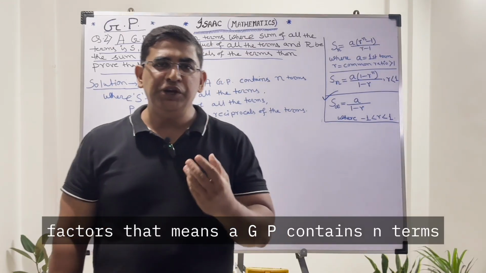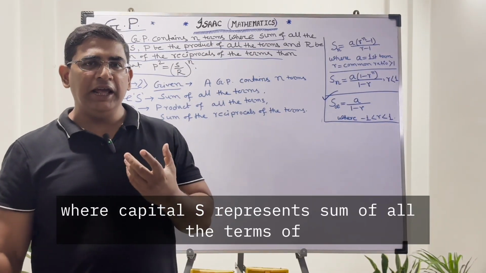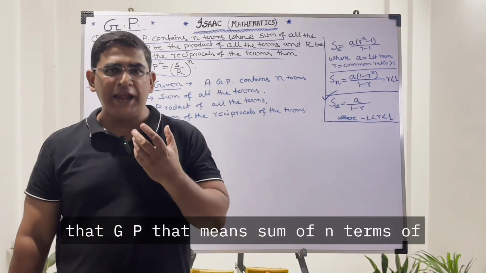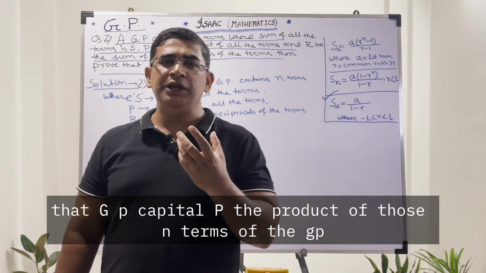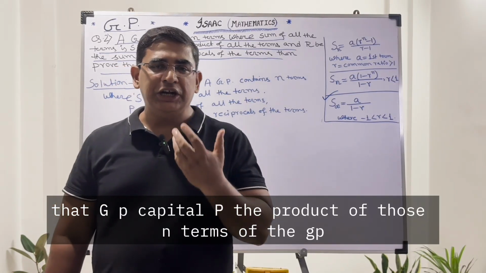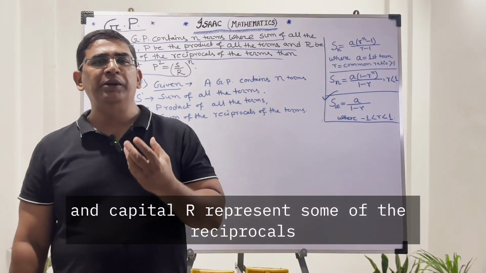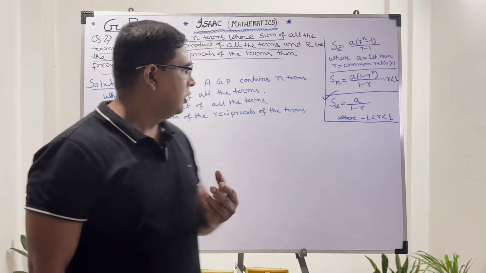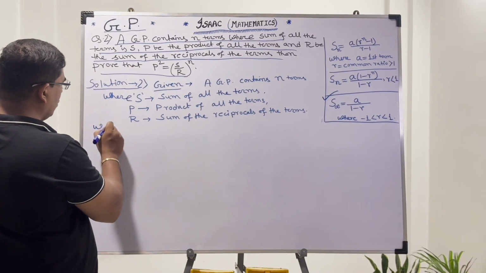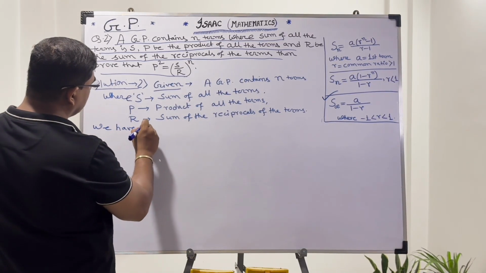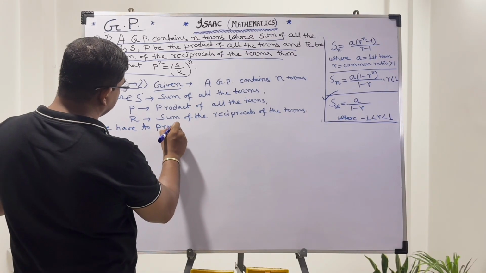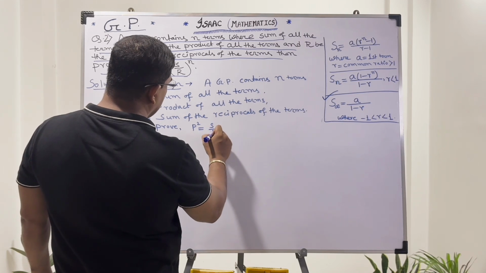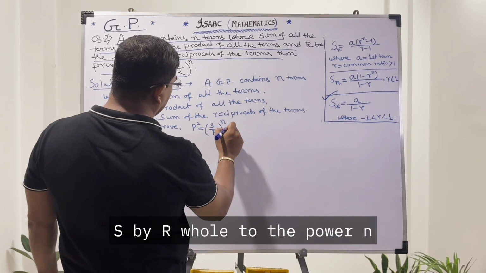That means a GP contains n terms where capital S represents the sum of all the terms of that GP, that means the sum of n terms of that GP. Capital P is the product of those n terms of the GP, and capital R represents the sum of the reciprocals of all the terms of that GP. We have to prove P square equals (S by R) whole to the power n.